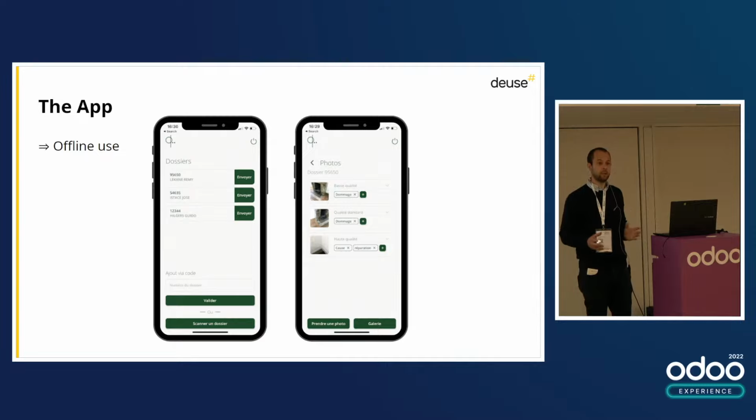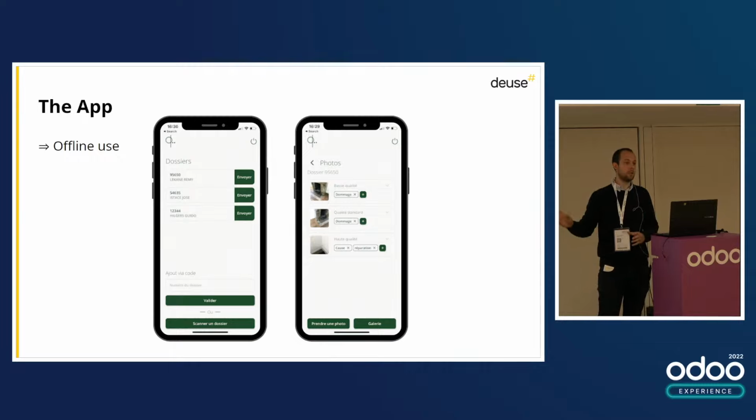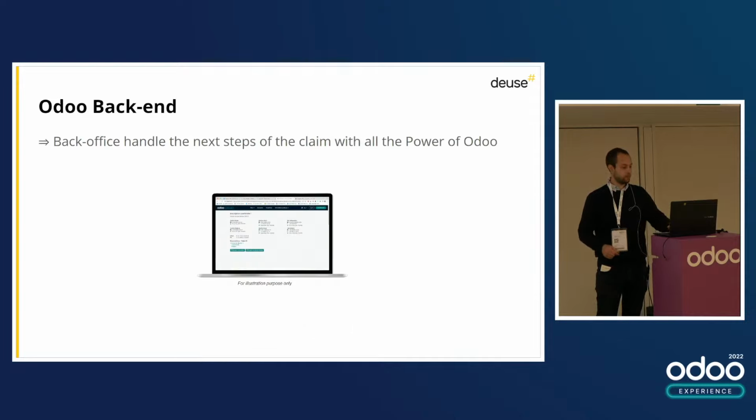If they're not connected to the internet, they can just turn off the app and do that later. Everything is saved on the device. And if the photos are being sent and the connection is lost, then the transfer will resume automatically once the connection is back on. Everything is saved and there's no loss of data. So as you can see, the app only does some simple tasks that can be done in Odoo to make it quick and easy to use.